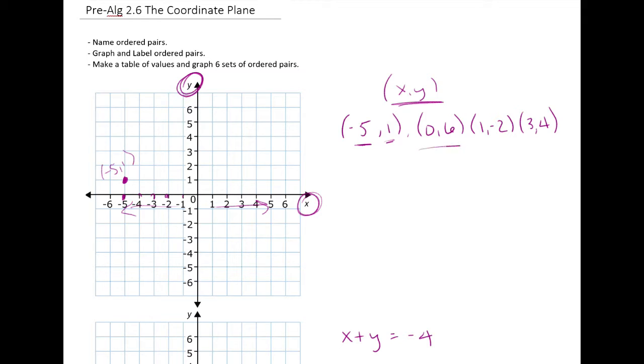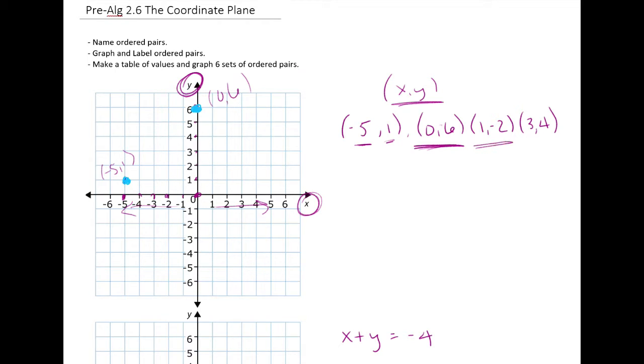Okay, for our second point, on my x-axis I want to find 0. So 0 is right here. And I want to move up, again I have a positive y, so I'm moving up 6. 2, 3, 4, 5, 6. Maybe I'll make my actual points a different color here. Okay, so that was the point 0, 6.